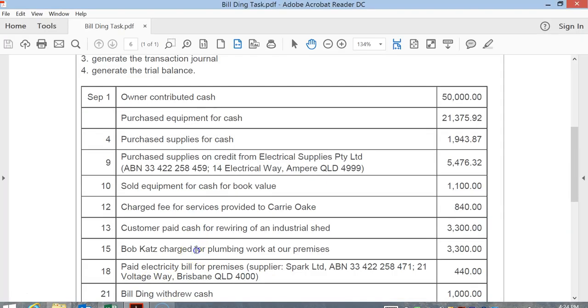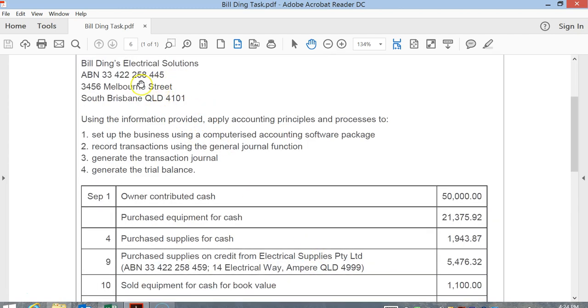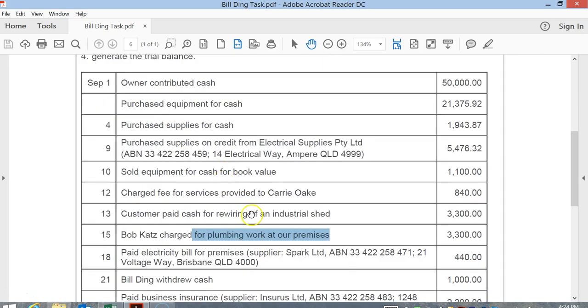Bob Katz charged for plumbing work at our premises. Okay, so our premises being where we operate our electrical solutions business out of. There's been some repair work that has been needed, so the plumber has come in and fixed our plumbing. So the account that we would use here is repairs and maintenance to the premises. Repairs and maintenance is considered an expense. Expense is a debit.